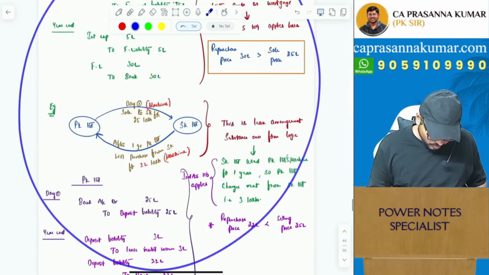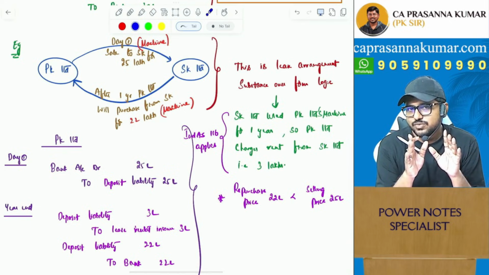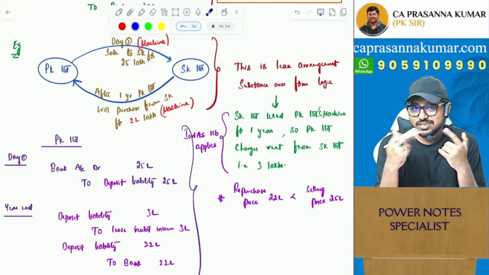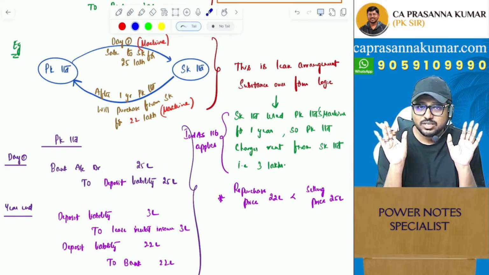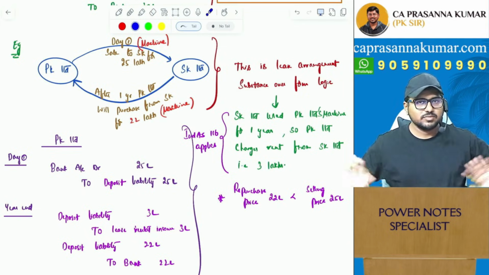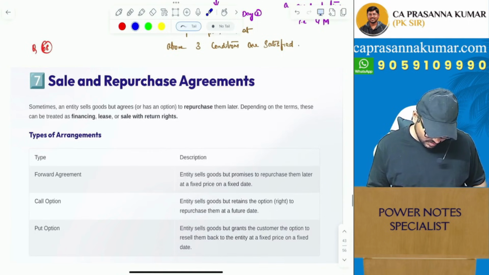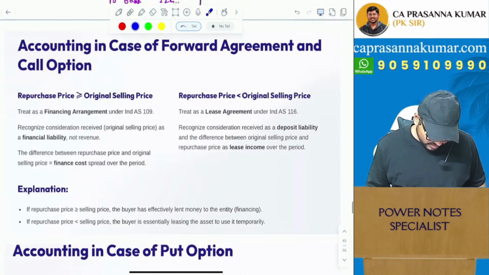The only thing that you guys need to understand is to just compare the repurchase price with the sale price. If the repurchase price is greater than the sale price, it is interest. If repurchase price is less than the sale price, it is rent or lease. Simple. Are we done? Understood? I mean, very simple. Come here. This we'll see later. Let's look at this.